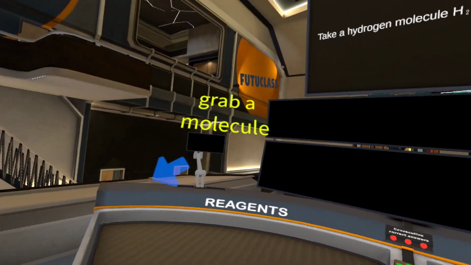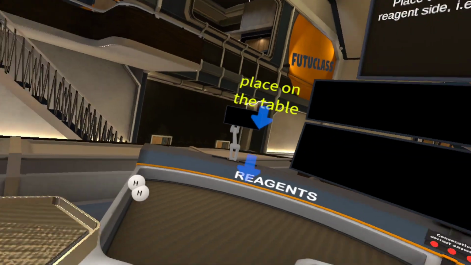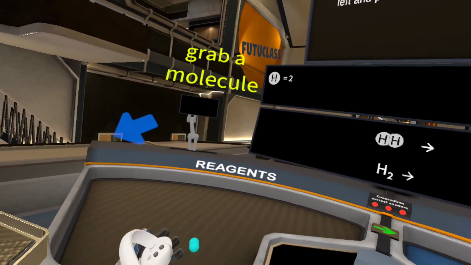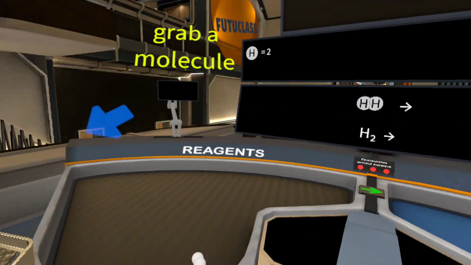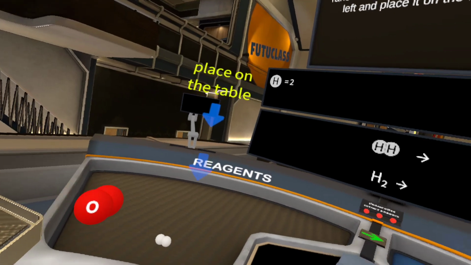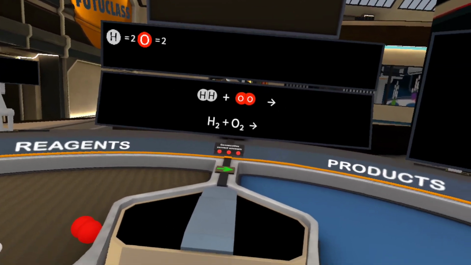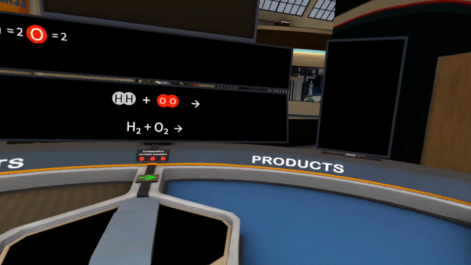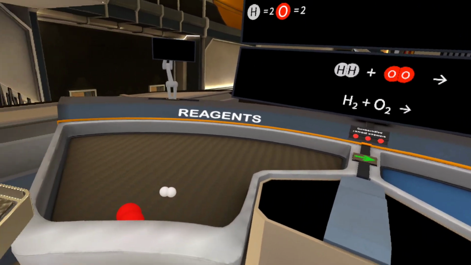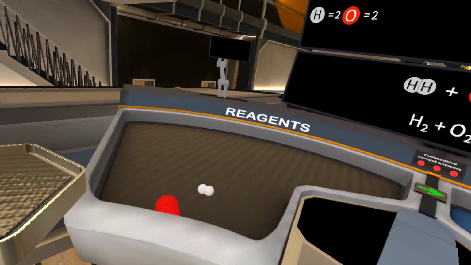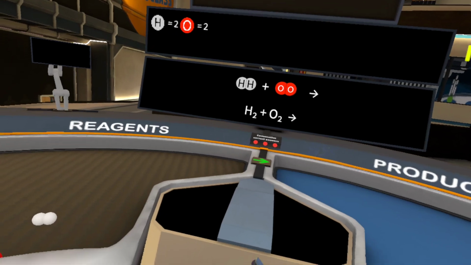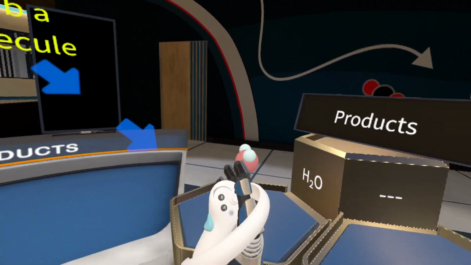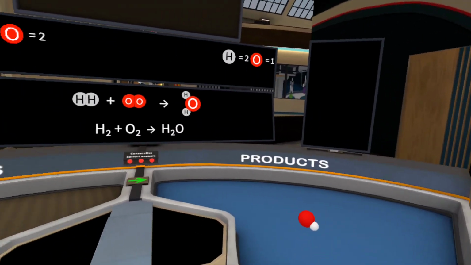Welcome. Take a hydrogen molecule from the left. Place this particle on. Take an oxygen molecule also from the left and place it onto the reactant side. There's now one of each reactant on the table. Now, let's place the products on the table. Take one water molecule from the right and place it on the table.